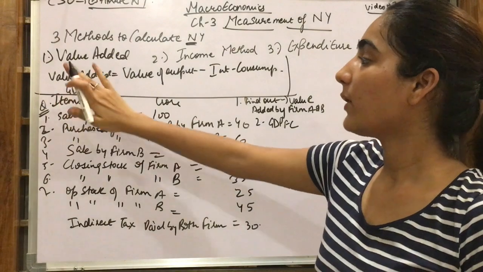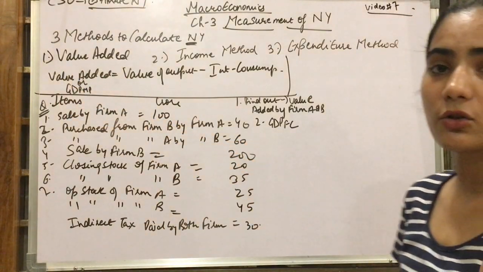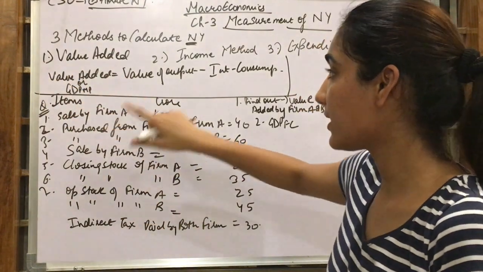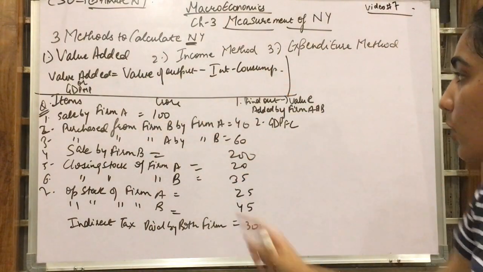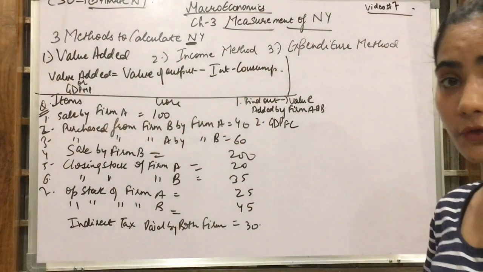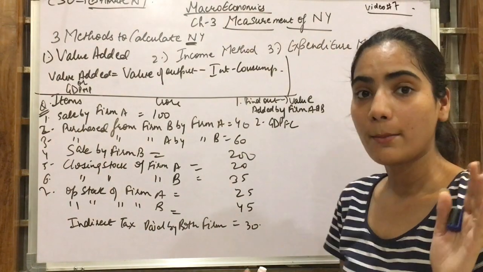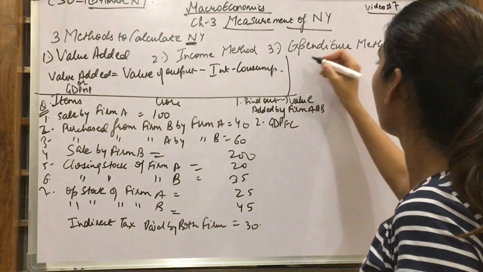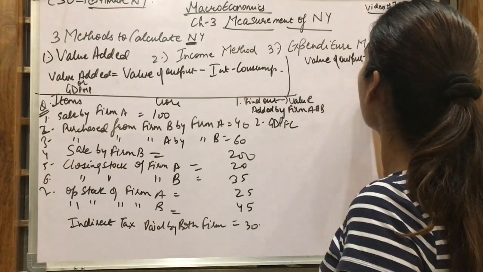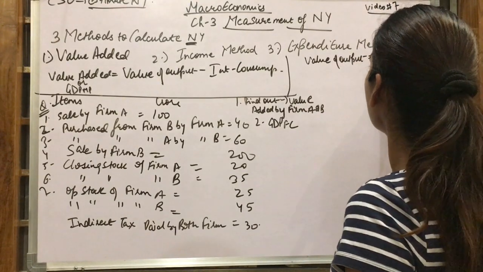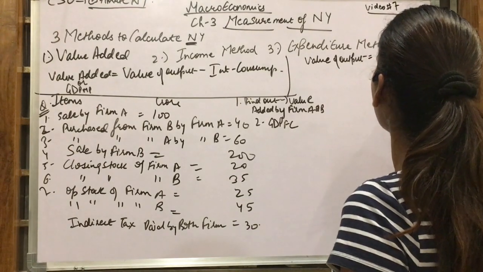I've written the formula: value added, which means gross domestic product at the market price, is value of output minus intermediate consumption. So value of output is, which formula? Value of output is the sale plus the change in stock. So we'll start from here. Value of output is sale plus change in stock.